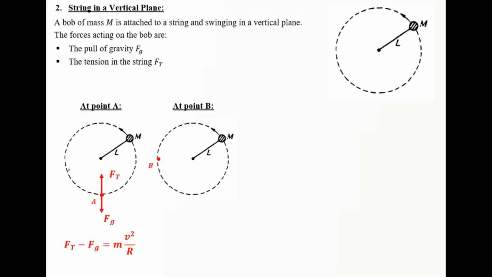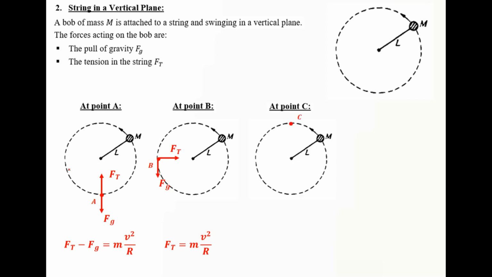Now at the point B, which is at the left, now we have the pull of gravity down, we have the tension. No need for the pull of gravity, we can directly say that the tension force is equal to mv square over r. At the point C, which is up top, we have the tension to be down as well as the pull of gravity, and that would be Fg plus Ft is mv square over r.